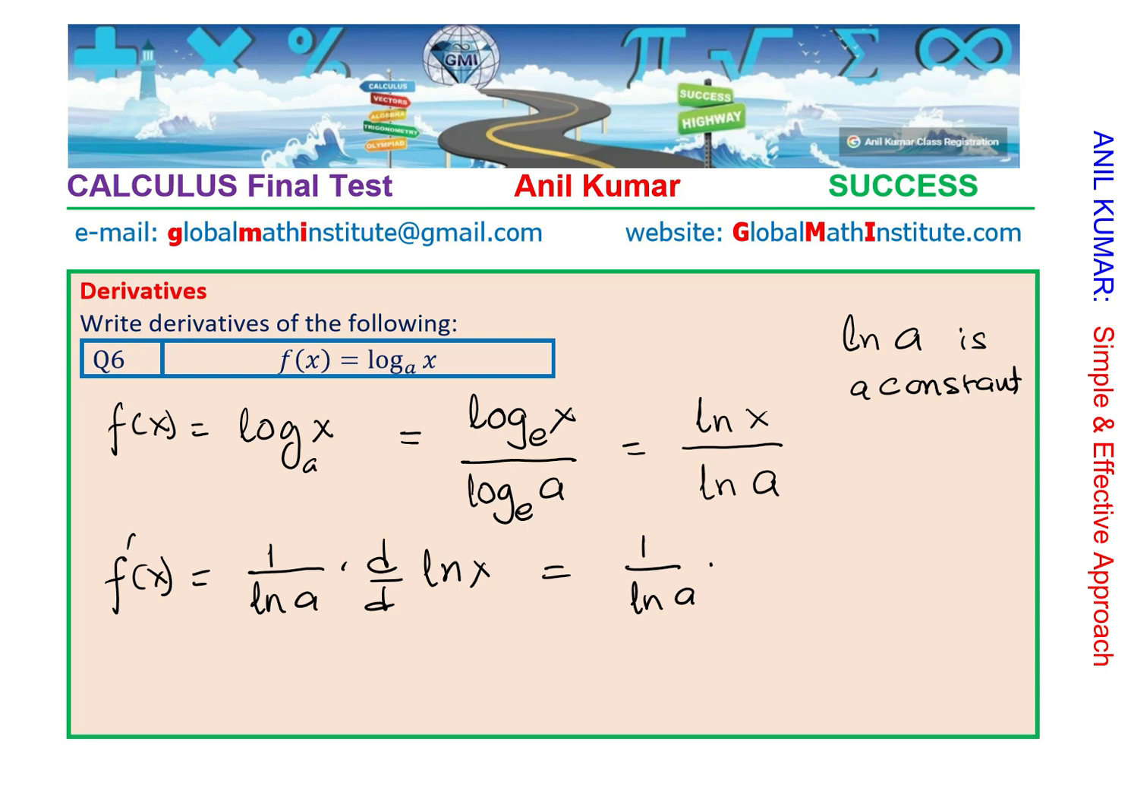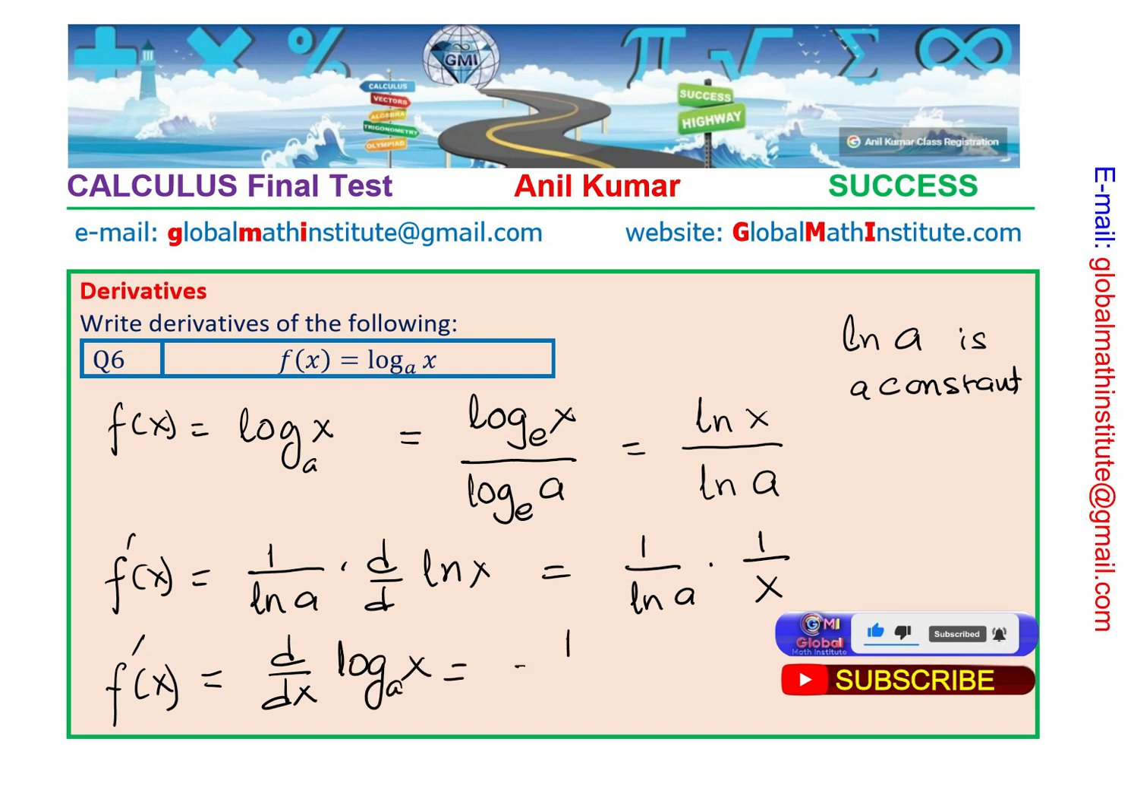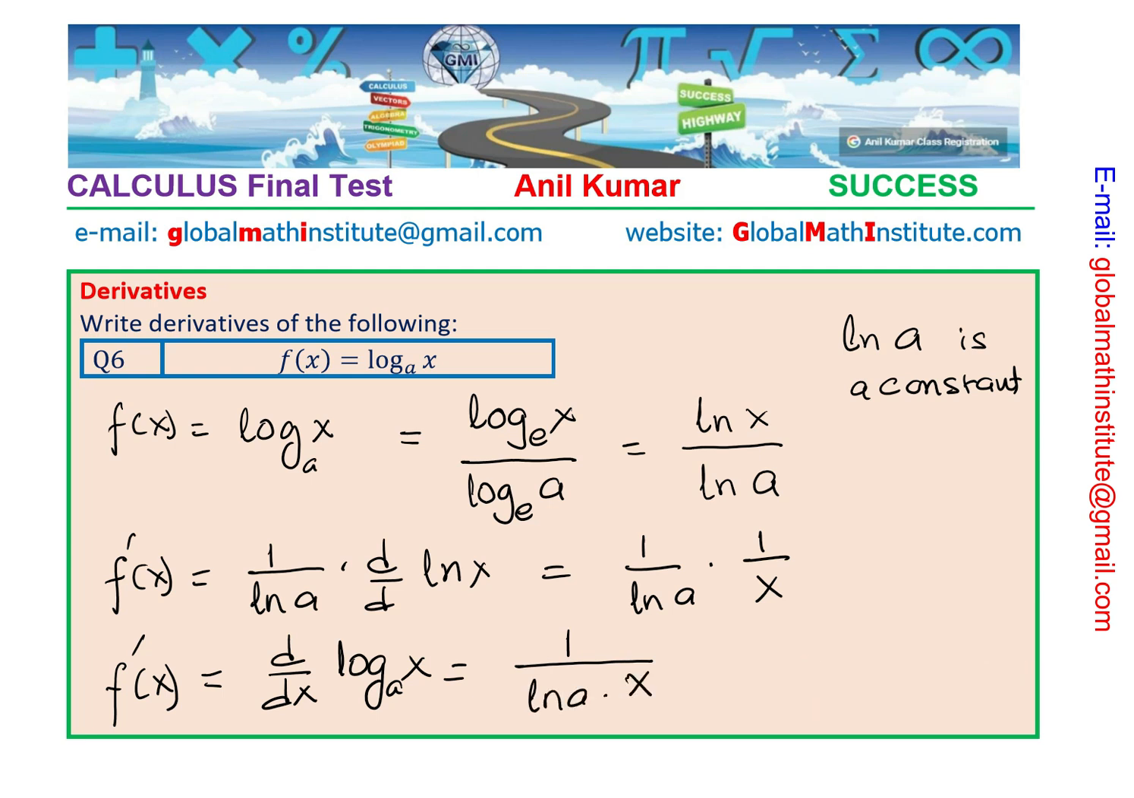And the derivative of ln x, as you know, is 1 over x. And so we get the derivative of this particular function, log to the base a of x. So we can write d/dx of log to the base a of x is basically equal to 1 over ln a times x. Is that clear to you? So that is how we can differentiate them, and this becomes a formula for you. You can apply this formula in answering questions.